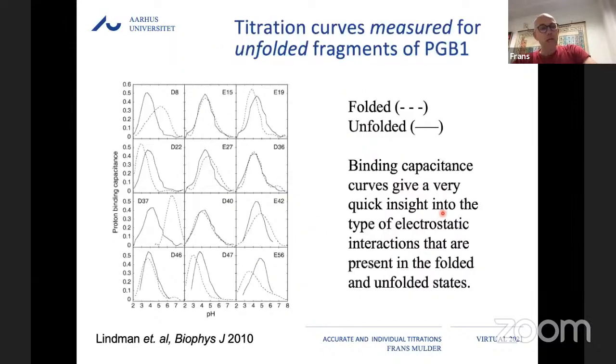So again, I'd like to draw your attention to these proton binding capacitance curves, because I think they are rather illustrative, saying that, for example, aspartate 36 has pretty much the same behavior whether it is in the folded or in the unfolded state. Whereas for some residues like glutamate 56 or aspartate number 8, in the folded state, they're very, very different. So there's interactions in the folded state that are responsible for this very clear difference in their titration behavior.